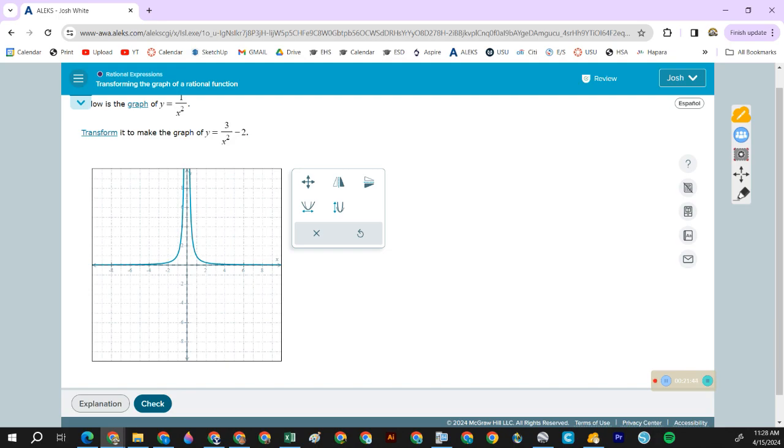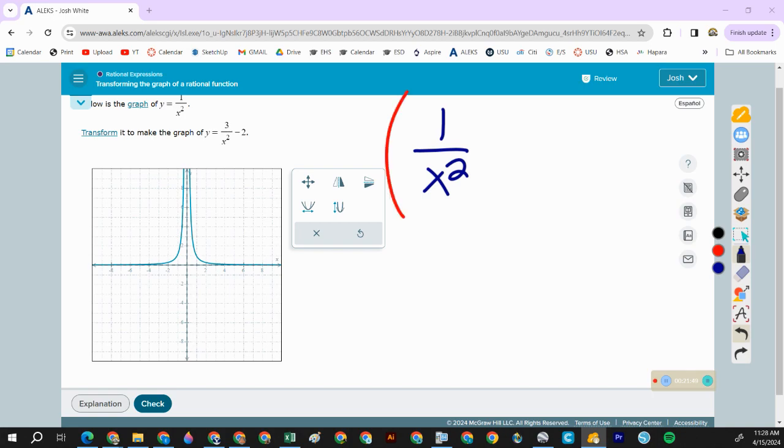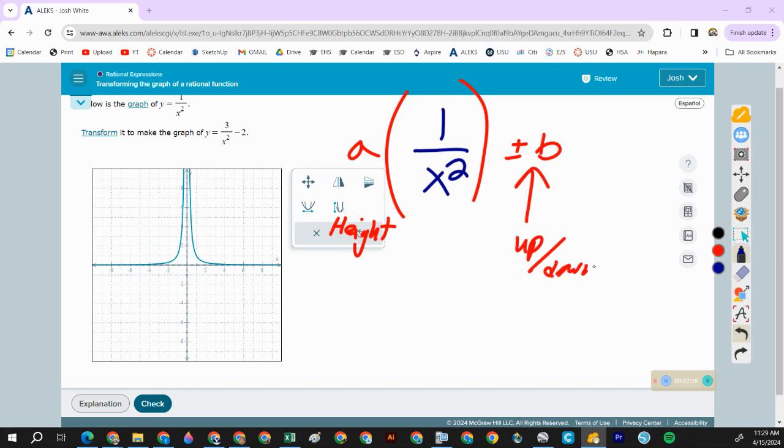Okay. So we're starting with 1 over x squared. If I multiply this by something, I am going to affect its height. If I multiply it by 2, it becomes twice as tall. If I multiply it by 10, it becomes 10 times as tall. If I multiply it by 1/2, it becomes half as tall. Okay? And then if I add or subtract to this, that's just going to move it up or down, depending on whether it's positive or negative.